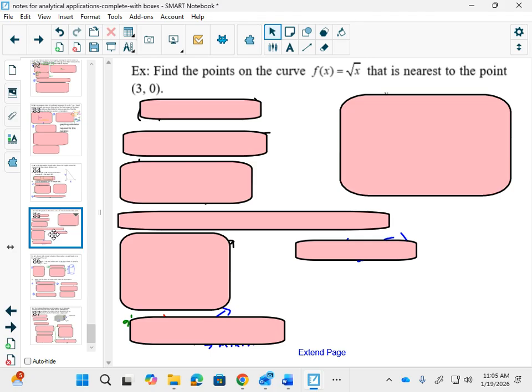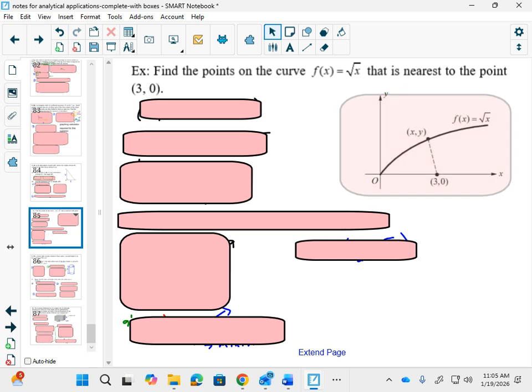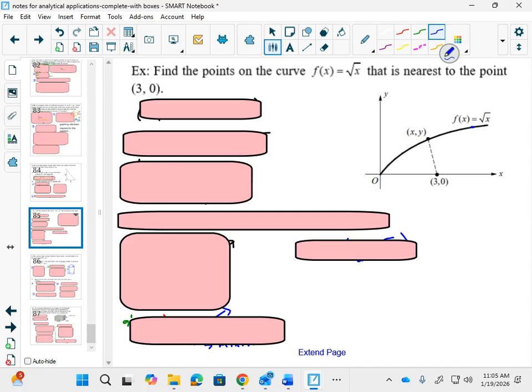Find the point on the curve of the square root of x that is nearest to the point (3, 0). So here is a picture. And we want that distance to be the smallest. Obviously, if I picked a point over here, that would be longer. So what point will give us the shortest distance?